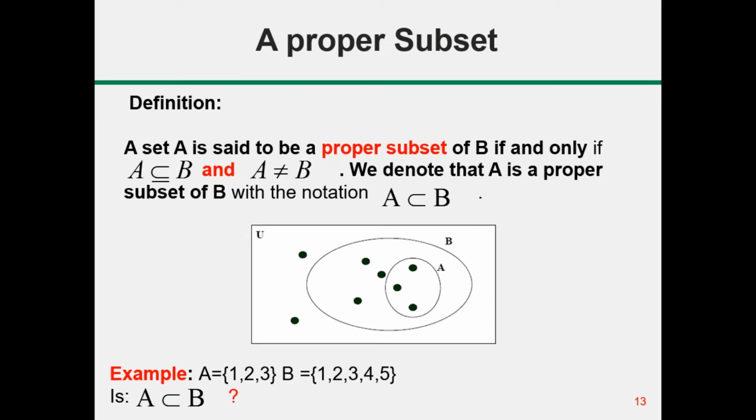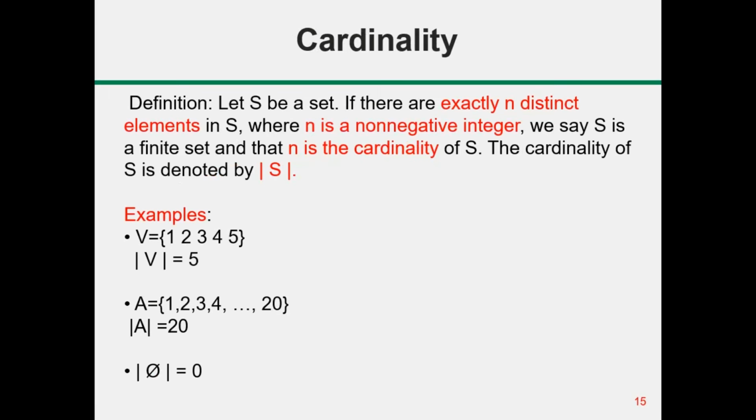And a proper subset, now we will see that. A set A is said to be a proper subset of B if and only if A is a subset of B and A is not equal to B. We denote that A is a proper subset of B with the notation A ⊂ B. So is this a proper subset of B? Guess it. I'll give you 5 seconds. 1, 2, 3, 4, 5. Okay, yes, of course it's a subset. A is a subset of B.